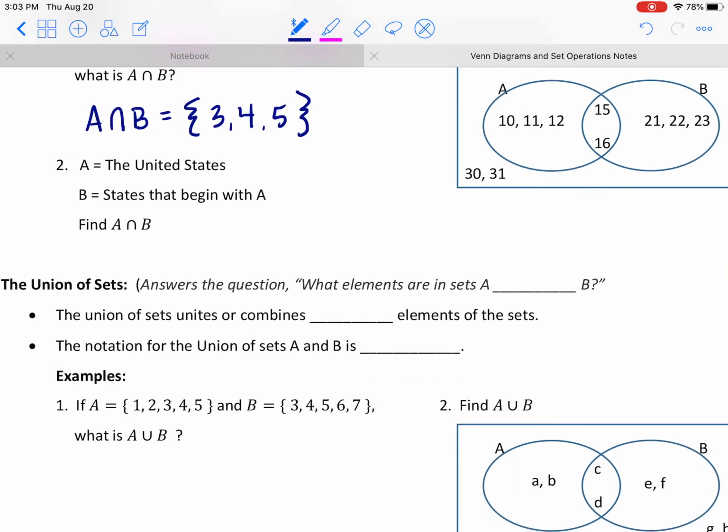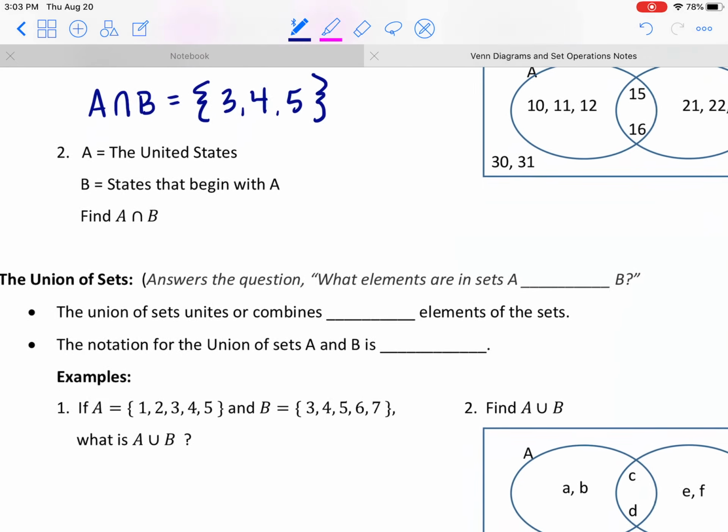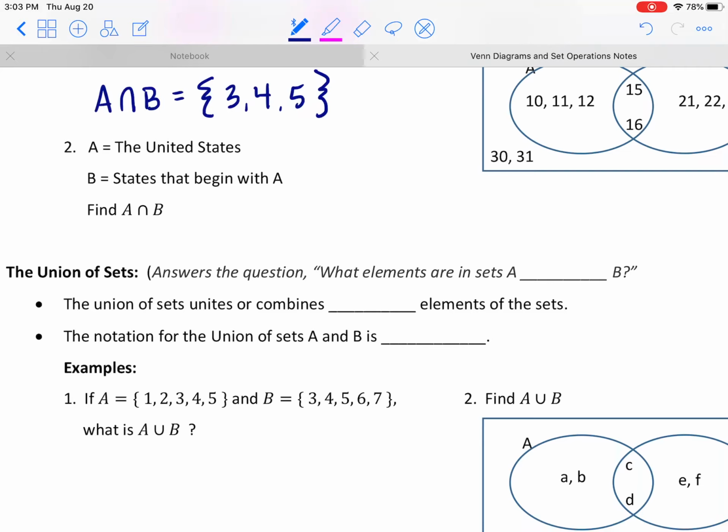Okay? Now how about something without the math? If set A is the United States and set B is the states that begin with the letter A, then what do those two groups have in common? Well, they would be states that begin with the letter A. So we can say this two ways, right? States that begin with the letter A would all happen to also be in the United States. So this is a proper subset.